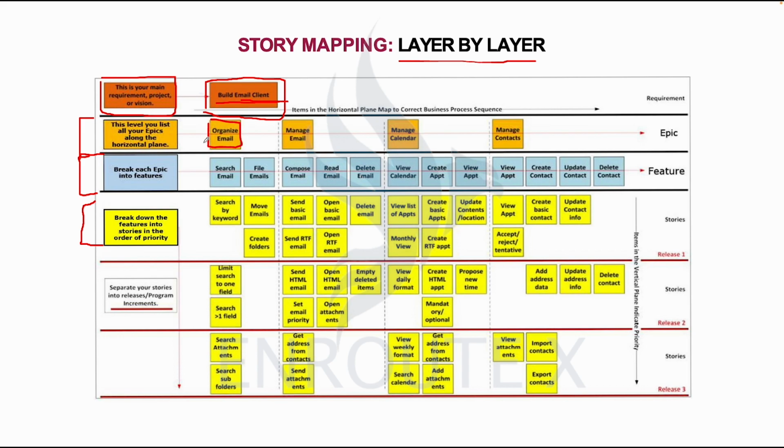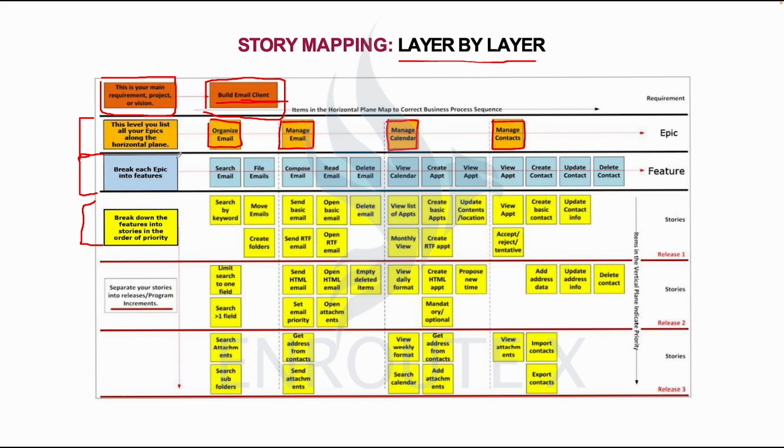So that's the layer by layer. The first thing we want this service to do is to organize email. Another thing we want it to do is to manage email. Yet another is to manage calendar. Still another, manage contacts. These are the things we want the service to do. I do not want to use the word feature so that we won't confuse both epic and features.